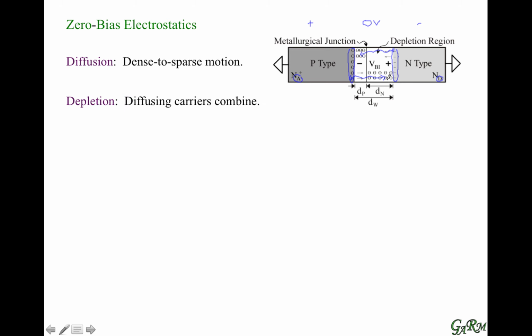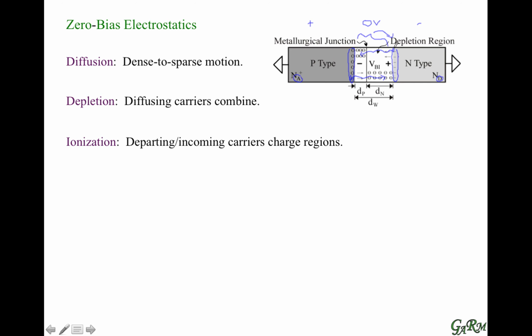Now, what happens is that the electrons that reach the P side are going to find holes and they're going to combine and neutralize. And holes that leave the P side and enter the N side are going to find electrons and they're going to combine and neutralize. As a result, we'll have a region here in the middle that is depleted of charge carriers, and that's called the depletion region.